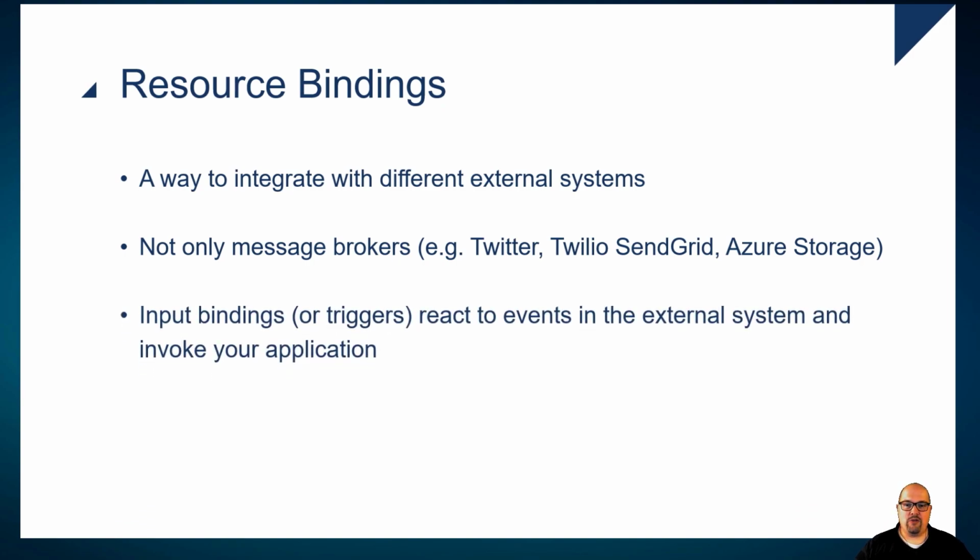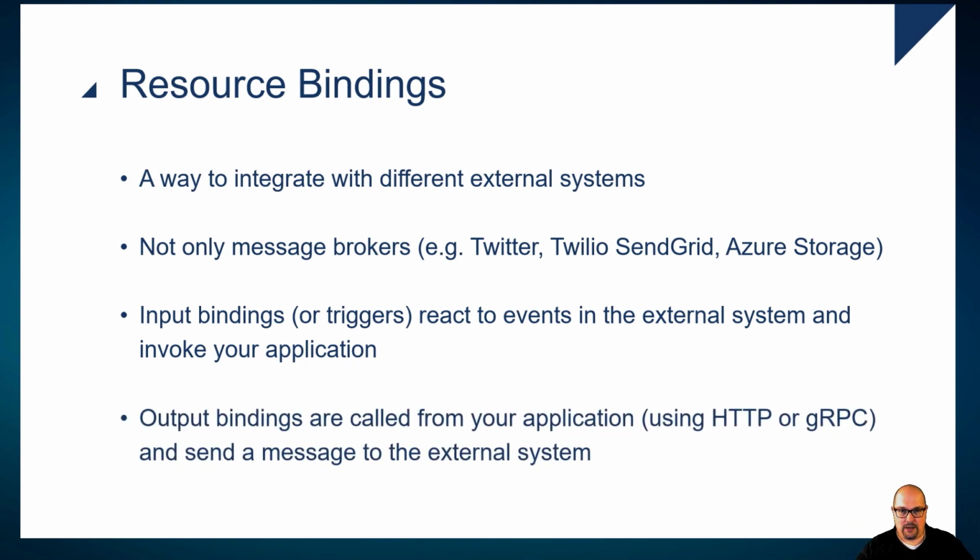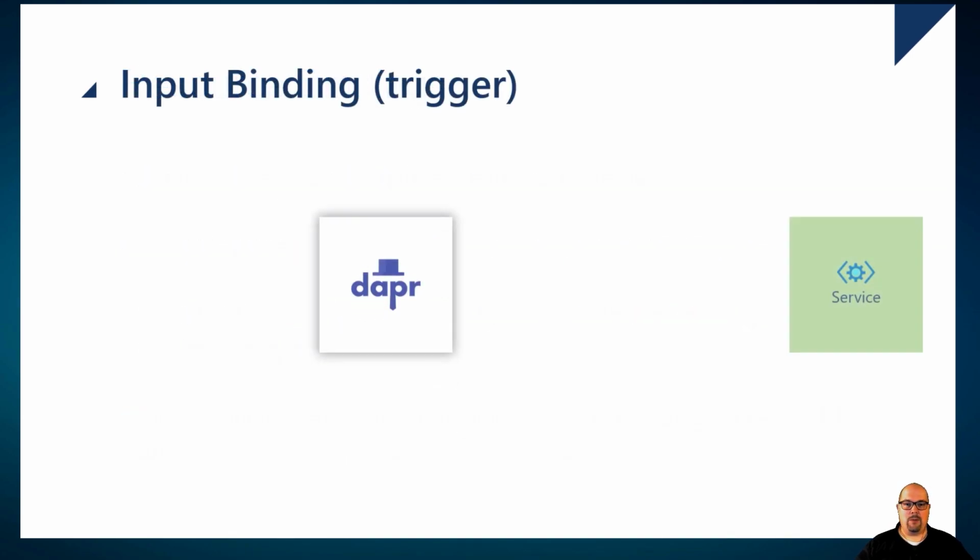There are basically two types of bindings. First, input bindings, or triggers as they are called, and they can react to events that happen in these external systems and then invoke your application. Output bindings are called by your application to integrate with an external system, and you do this, as we've seen with other building blocks, just using HTTP or gRPC, and then you send this message to the external system. So let's see how that works in diagram form.